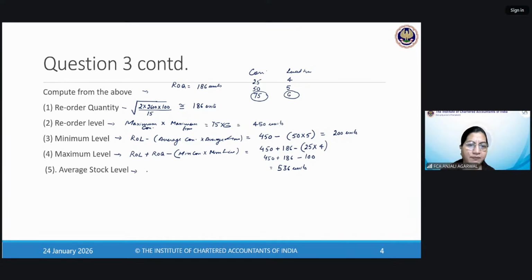Average stock level, one is minimum level plus maximum level divided by 2, which gives you an answer as 200 is the minimum level, 536 is the maximum level, divided by 2. So 736 divided by 2, 368 units.